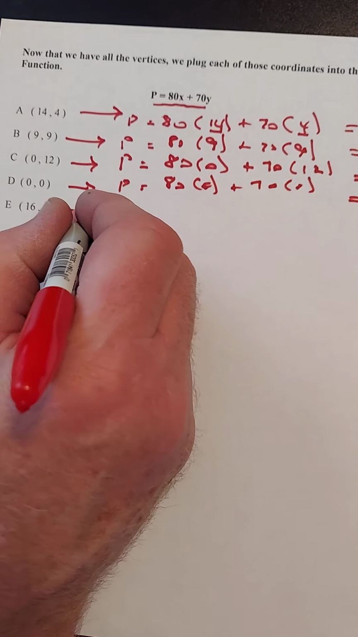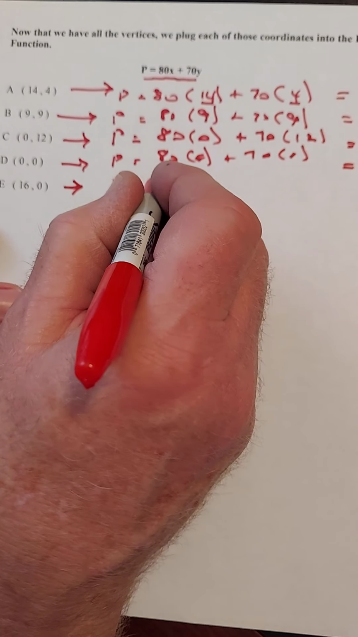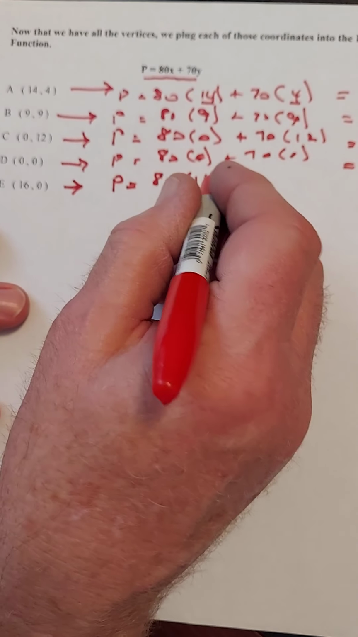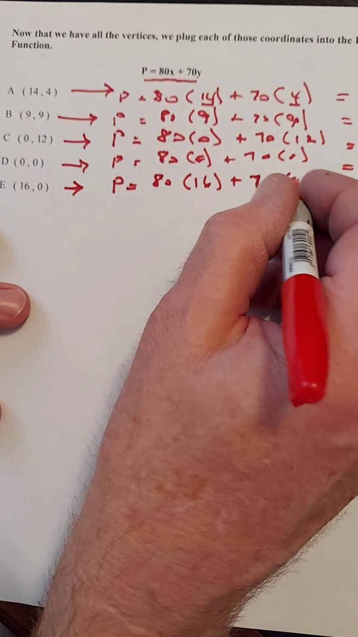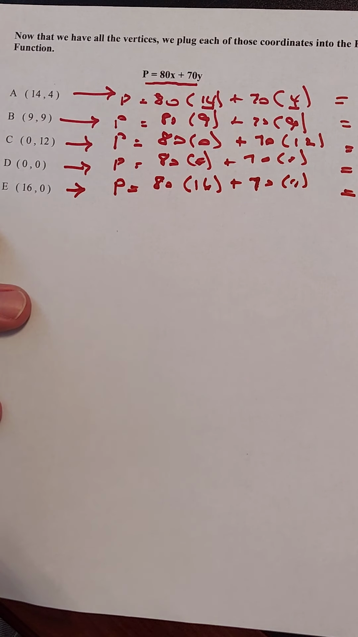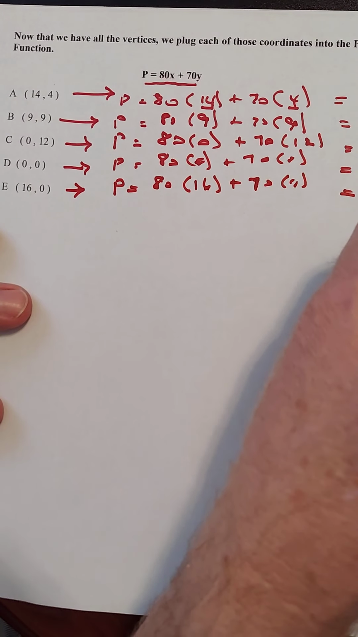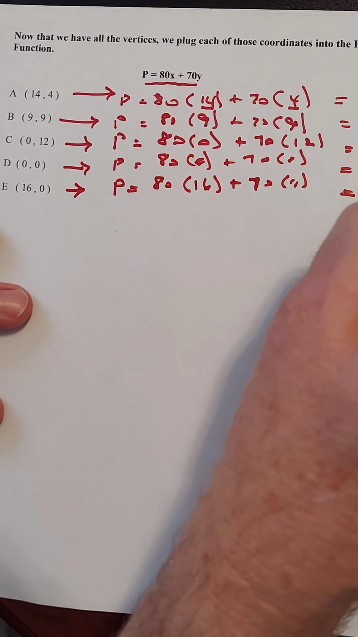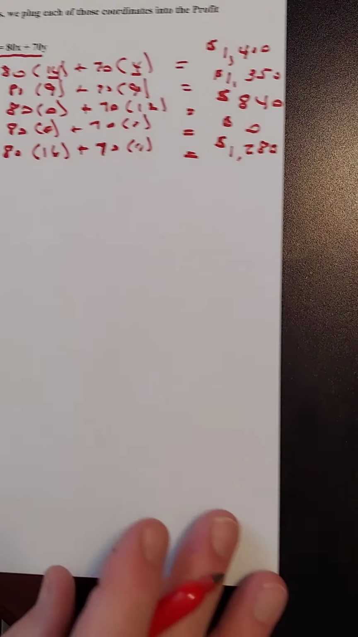Okay, and then here's the last one. Profit at 16, 0. So that means you're going to take 80 times 16 plus 70 times 0. So 80 times 16 is going to be 1,280. That's $1,280.